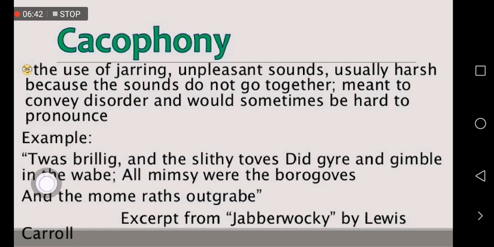Here you can see: It was brillig, and the slithy toves did gyre and gimble in the wabe, all mimsy were the borogoves, and the mome raths outgrabe.